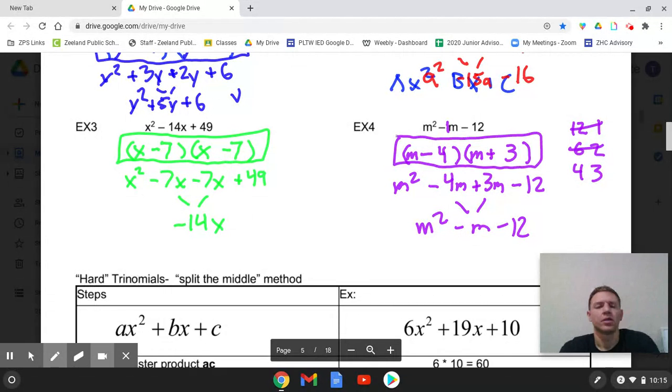Nice. Another way to check is just to plug in 4 and negative 3, the opposites of those, and see if you get 0. Okay, I'm sure you will. That's it for factoring trinomials with a equals 1.